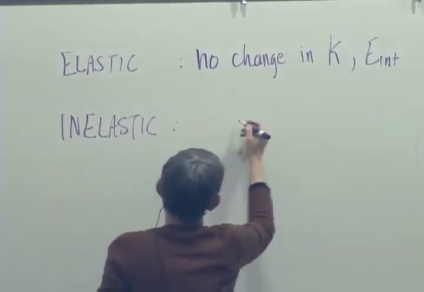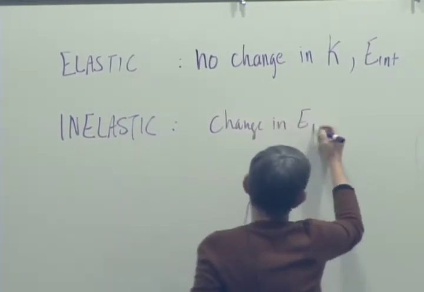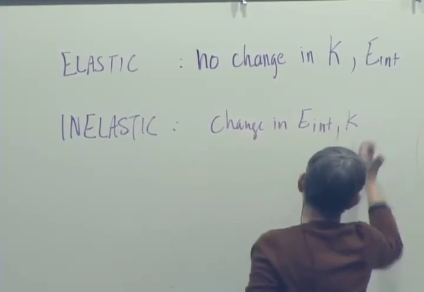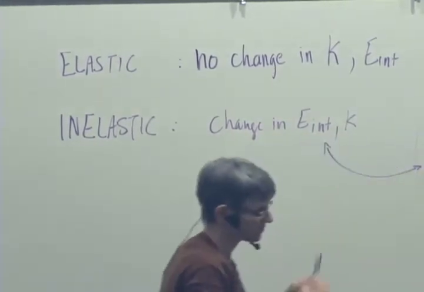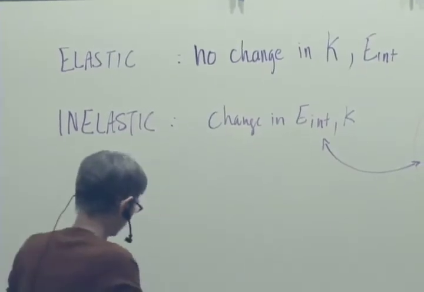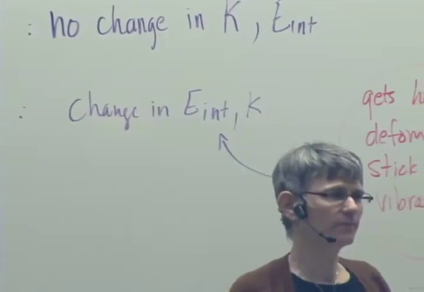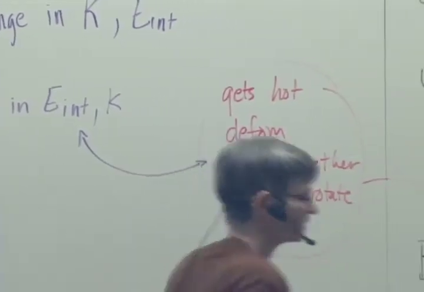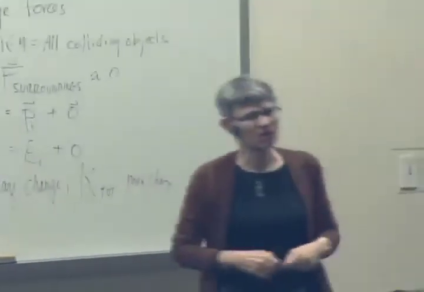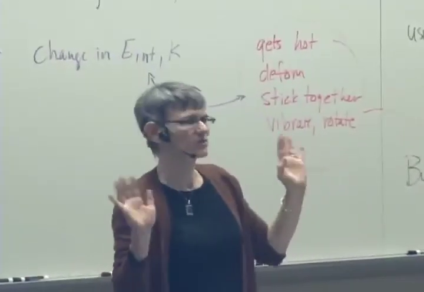And if there is a change in internal energy and kinetic energy, we call that inelastic, and these are some of the indicators that something is inelastic. So what we're going to do is just think about a simple collision between two objects that are more or less identical, two of these little carts. They're going to collide head-on. They have the same mass. So that's pretty much the simplest possible case.